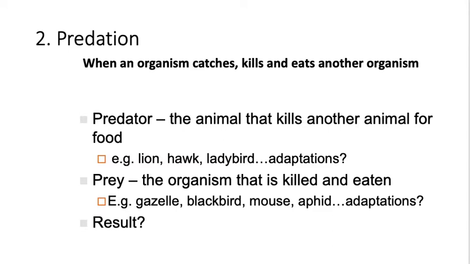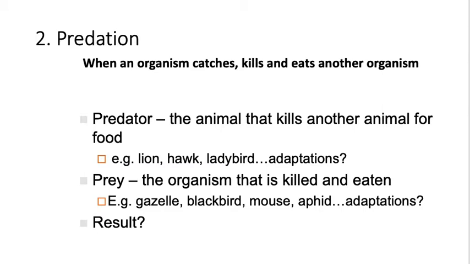Now, that all came under the heading of competition, which, as we mentioned, is a factor that has an impact on a population living in an ecosystem. A second factor that impacts on the population size is predation. And predation is when an organism catches, kills, and eats another organism. So we're talking here about our predator-prey relationship.